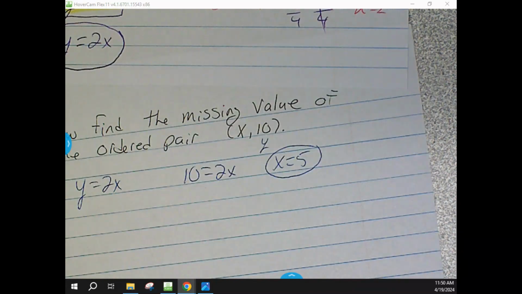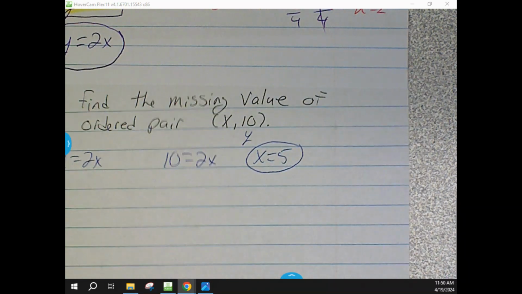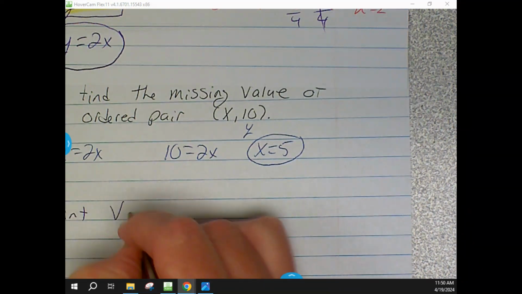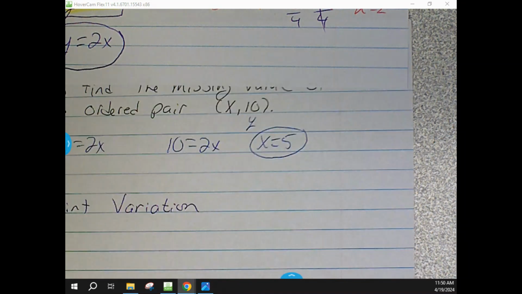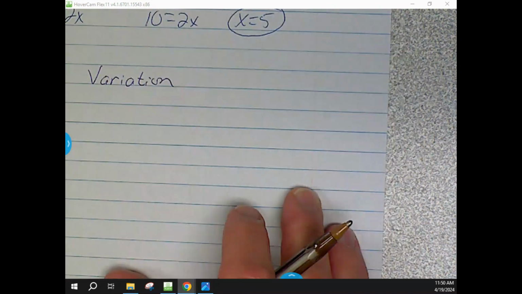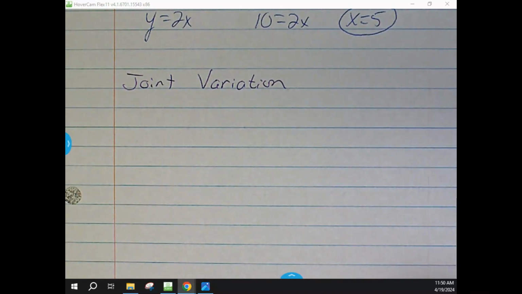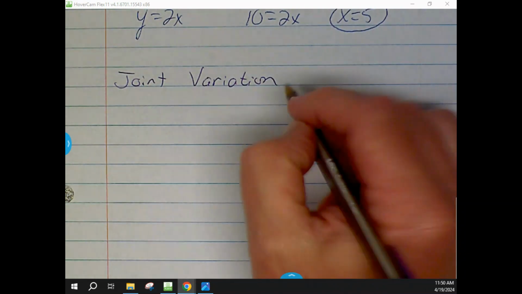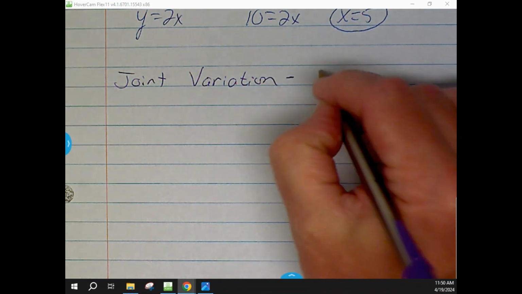Okay, now the third thing that we'll do, we haven't talked about this one just yet. But joint variation, it's a third type, and there's no particular formula for joint variation. All you got to know for joint variation basically is this one. It's just an extension of direct variation.